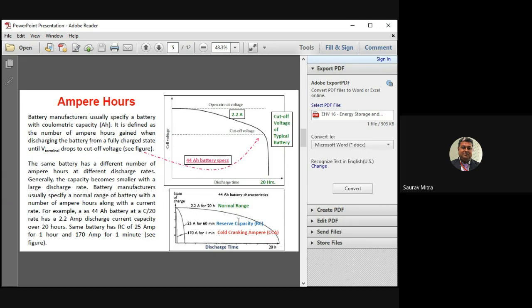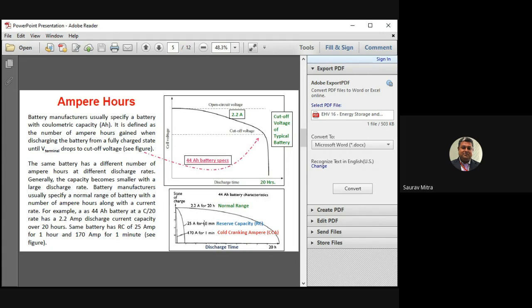Second, this is the definition you have to find out. It is called the reserve capacity. Reserve capacity means for some bigger load, you are asking the battery to work for a higher amount of current. So 25 ampere you are asking from the battery, and it is working only for 1 hour.